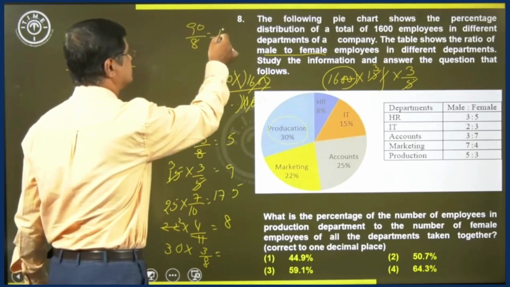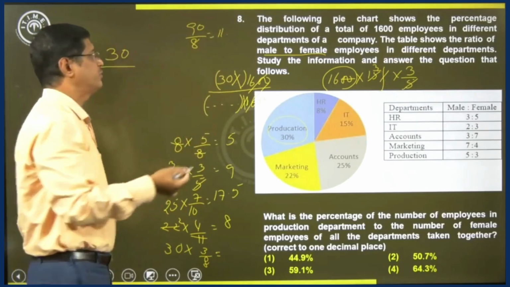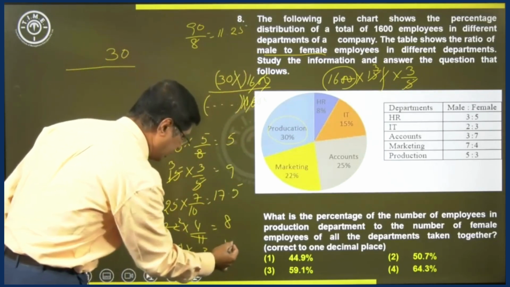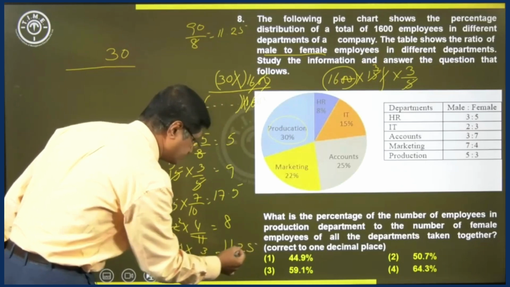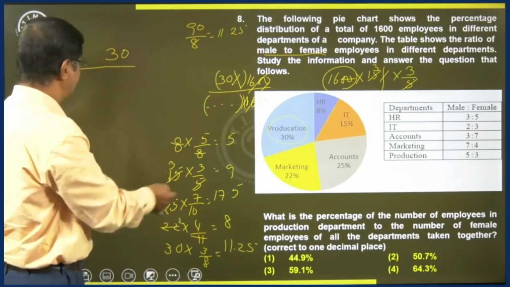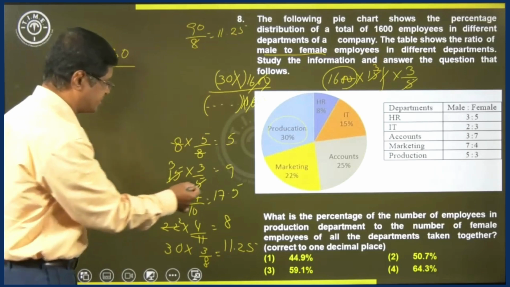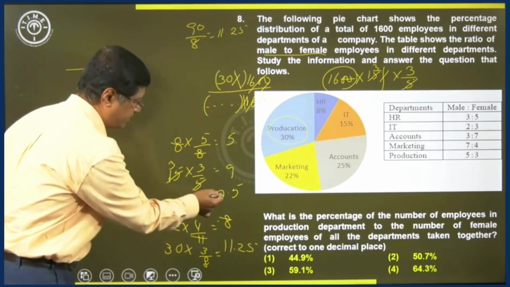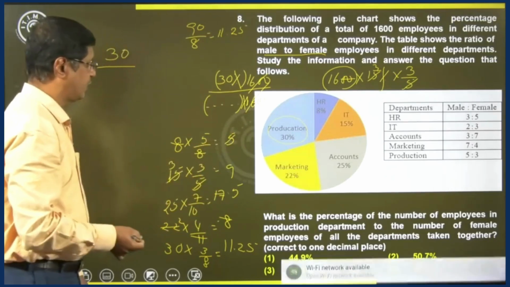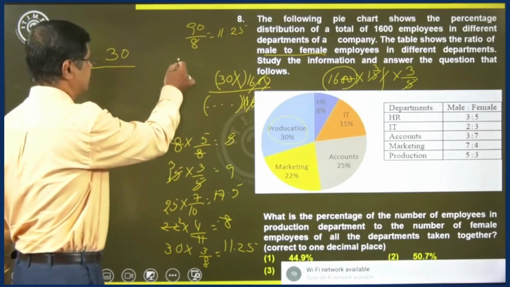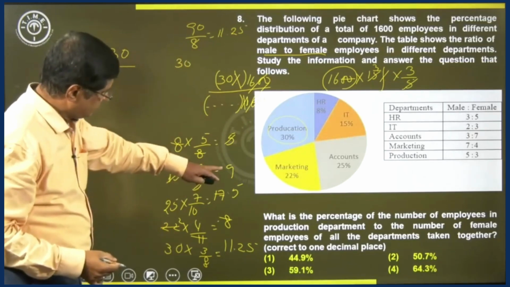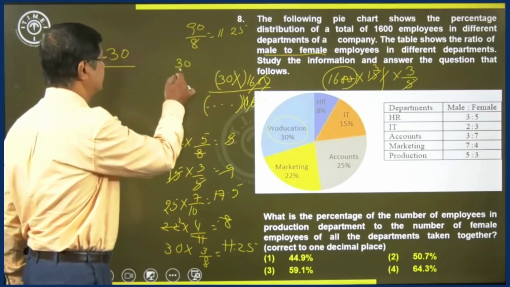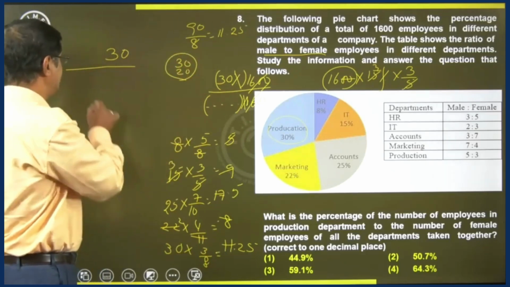811 times 88. 2 by 8 means 1 by 4 means 0.25. So 11.25. So what is the sum of all these values? Sum of all these values means just add. 8 plus 15, 25, 25 plus 5, 30. The next 9 plus 11, it is a 20. So 20 plus 30, it is a 50.